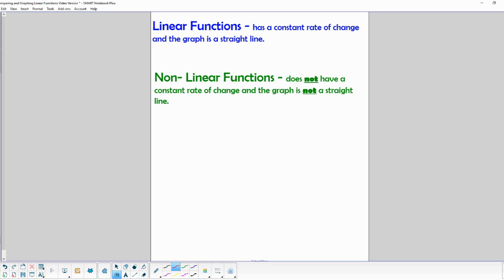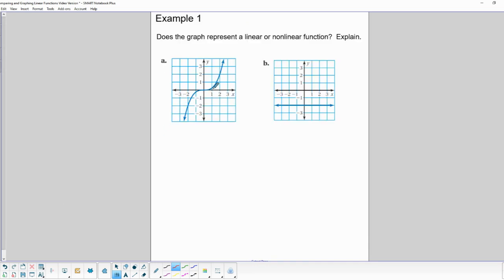If it's a nonlinear function, that means it doesn't have a constant rate of change, and the graph is not a straight line. It might be a curve or a V-shape, something like that. So for example, if I give you a couple of graphs and say, does this graph represent a linear or nonlinear function? The answer to the first one is no, because it has a curve to it. It's a curved line.